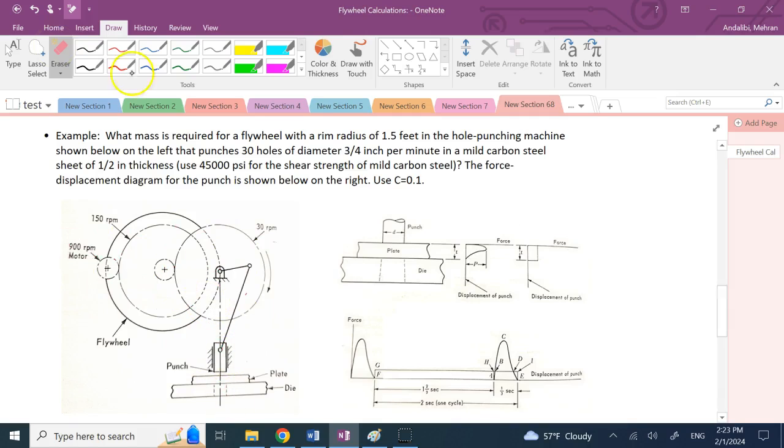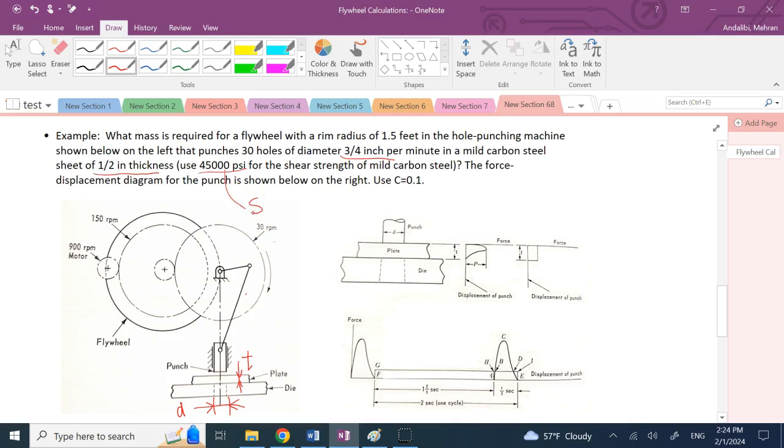Okay, now let's talk about what kind of plate this is. This is mild carbon steel with a shear strength of 45,000 psi. The thickness of this sheet metal here is 1/2 of an inch, and the diameter of this hole that you are going to punch is 3/4 of an inch. So we show this diameter by D, we show the thickness of the metal by T, and the strength of the metal for shear, we show it by S.